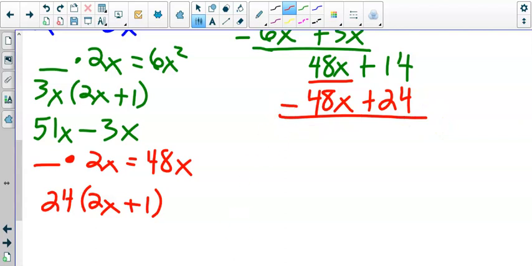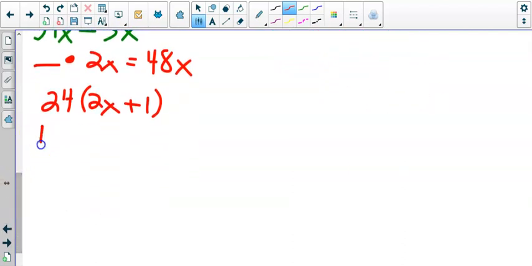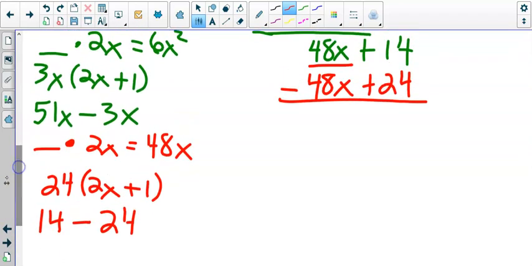And we subtract down. So we know the x's go away. We have 14 minus 24. That's what you're really subtracting. 14 minus 24. What is 14 minus 24? Negative 10. And now you have all the information you need for the iMath AS.